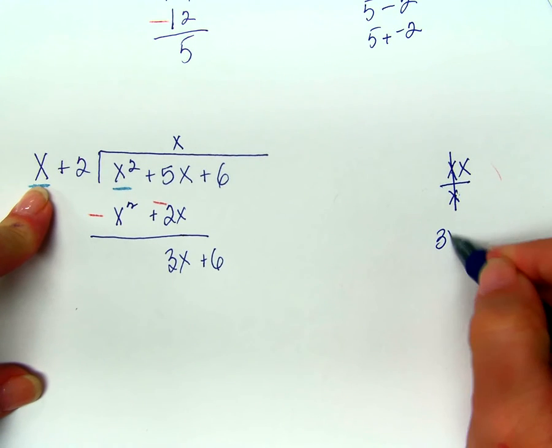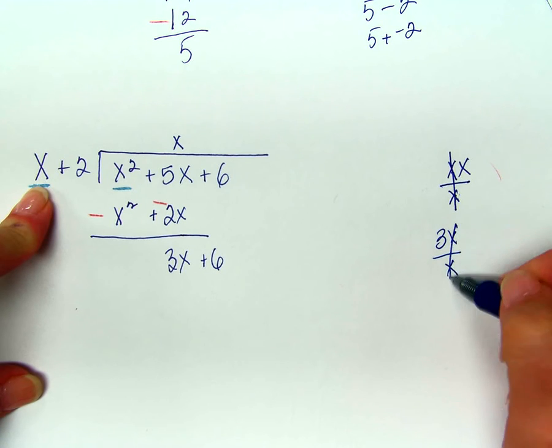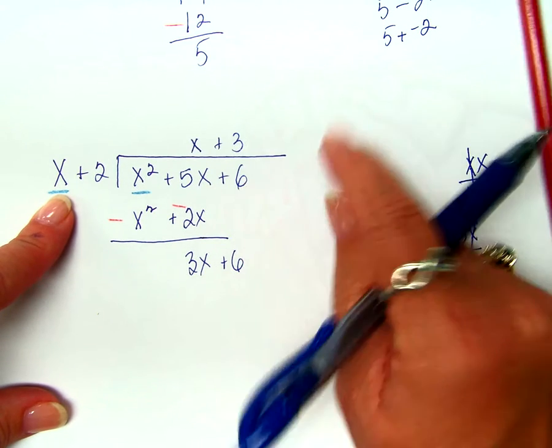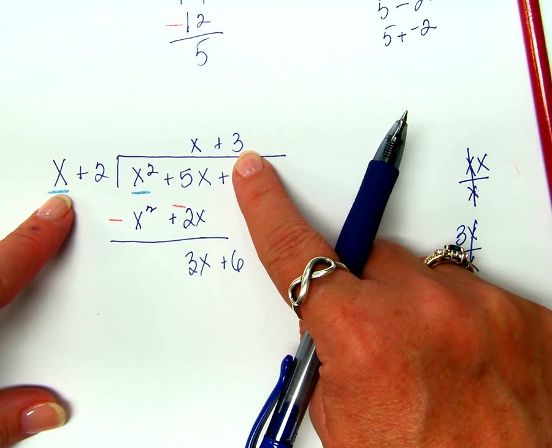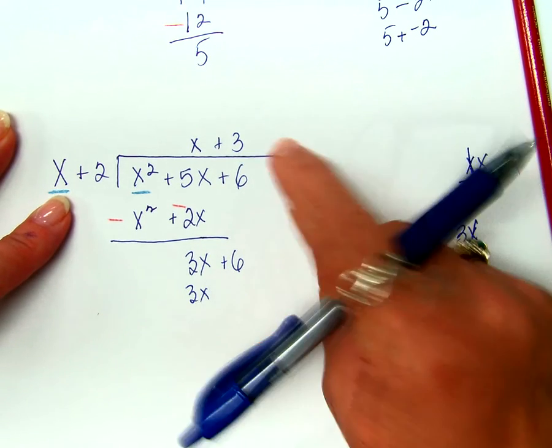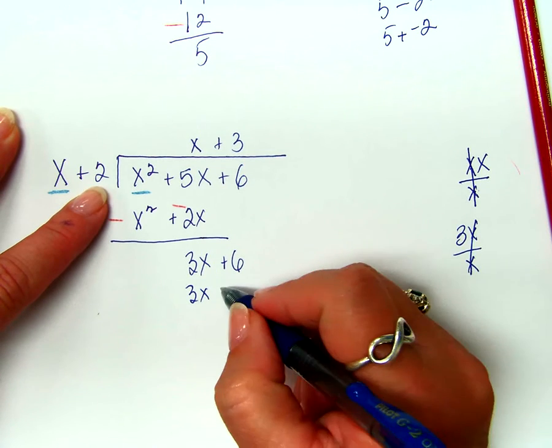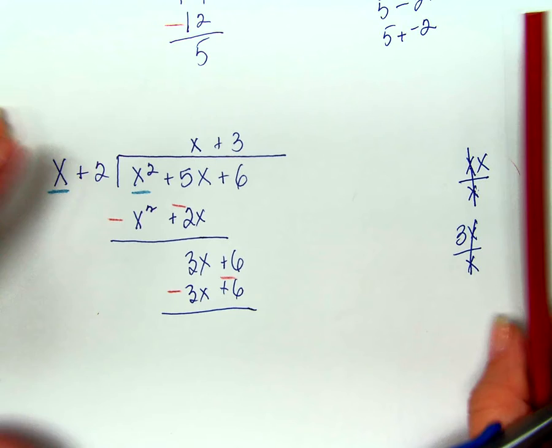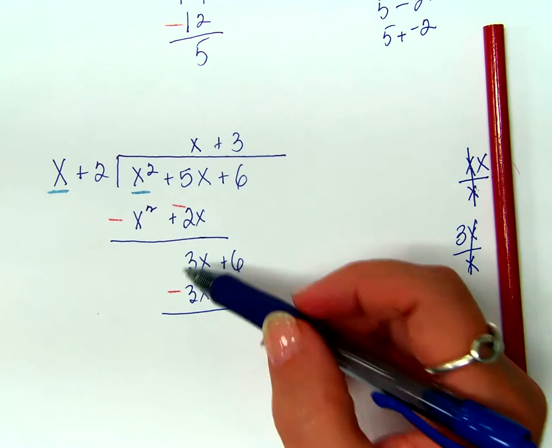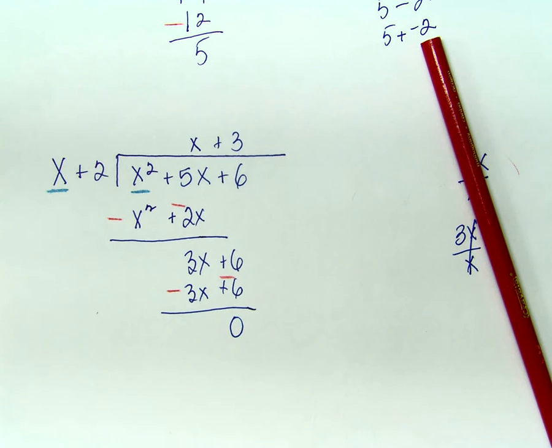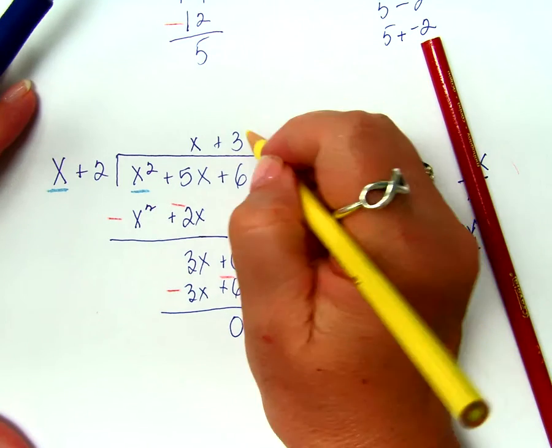What's 3x divided by x? 3, right? 3. So it goes above the term that it's like. What do we do now? Multiply. What's 3 times x? 3x. 3 times 2? 6. Subtract both terms. 0. Is there any remainder on this problem? No? So my answer is just x plus 3.